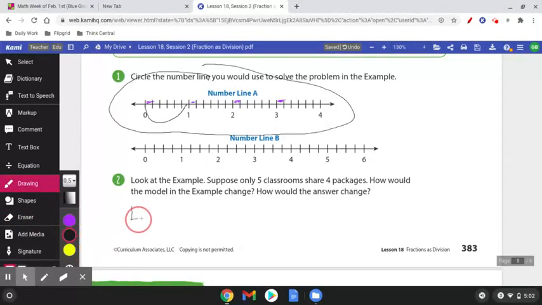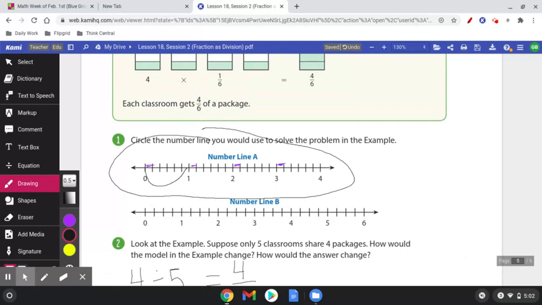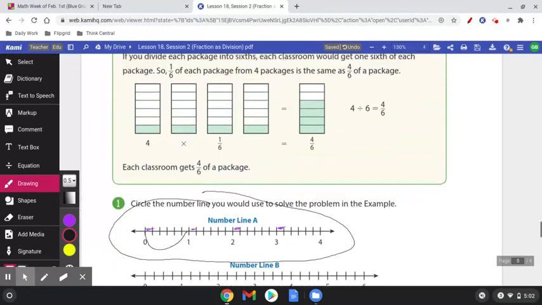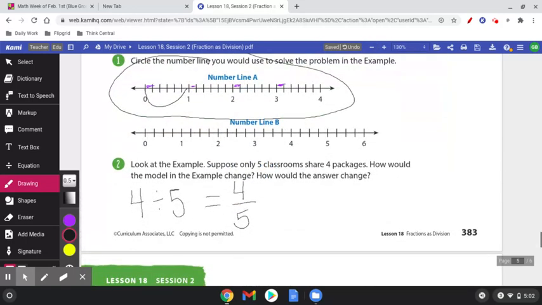So instead of 4 dividing by 6, I have 4, and I'm dividing that among 5. So remember that equals 4 divided by 5, which is the fraction 4/5. So instead of an answer of 4/6, it becomes an answer of 4/5. So the model would change because each whole would be divided into 5 parts, not 6. So that's what you'd want to write here.